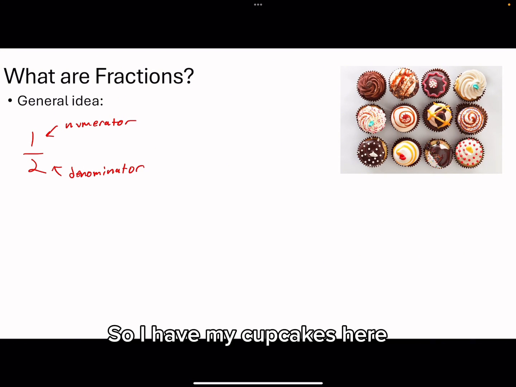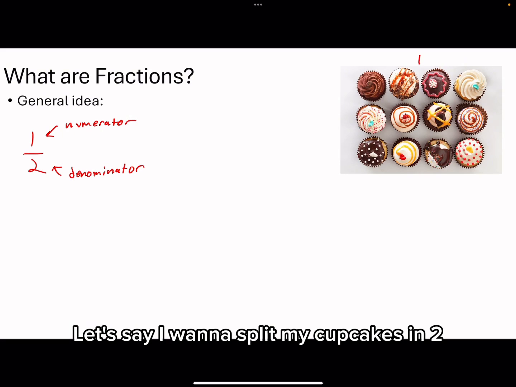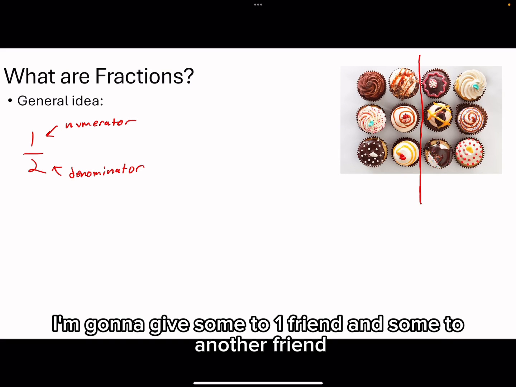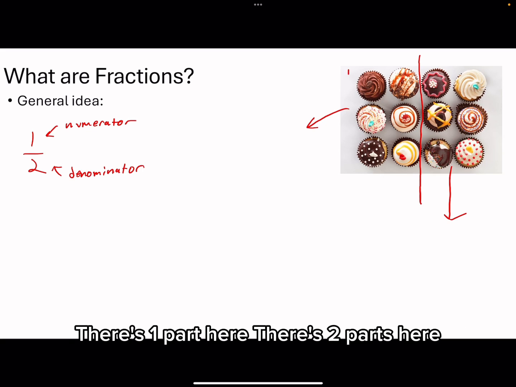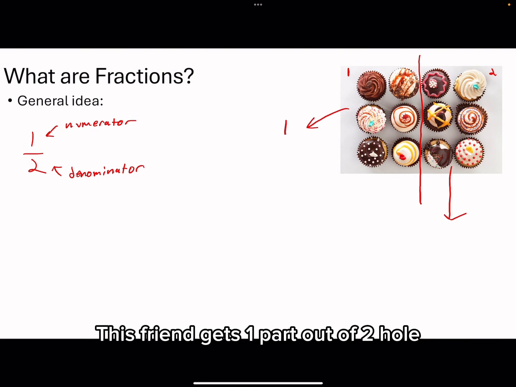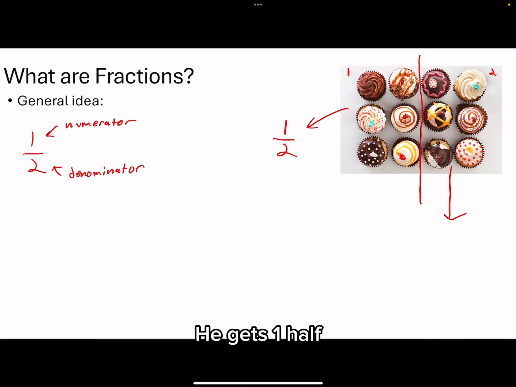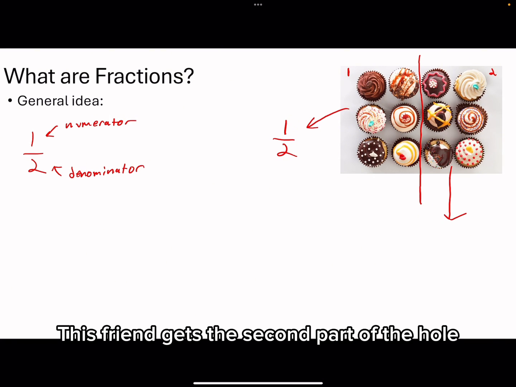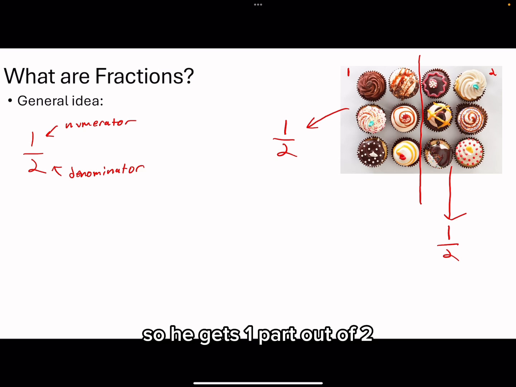So I have my cupcakes here. Let's say I want to split my cupcakes in two. I'm going to give some to one friend and some to another friend. There's one part here. There's two parts here. A whole is 2 parts. This friend gets one part out of two. He gets 1/2. This friend gets the second part of the whole. So he gets one part out of two.